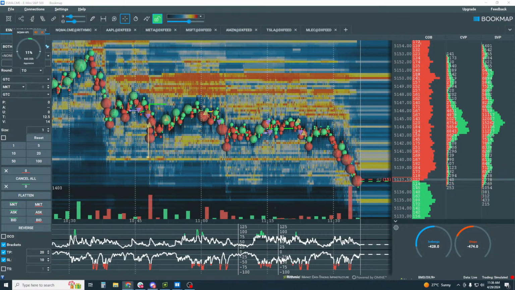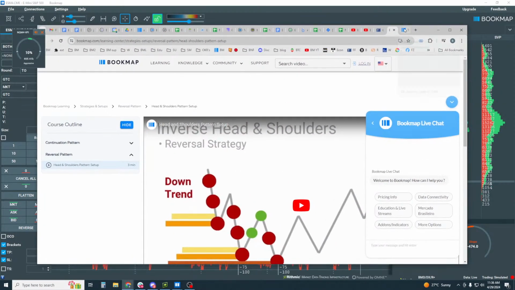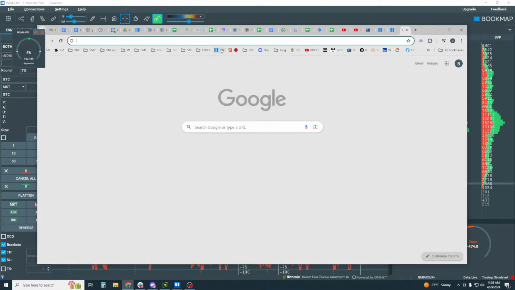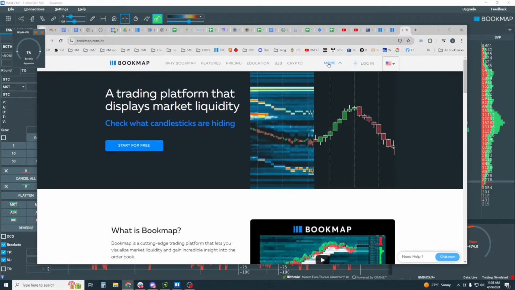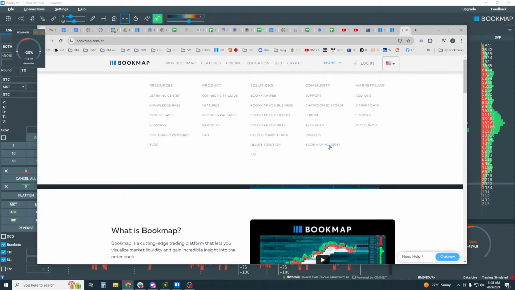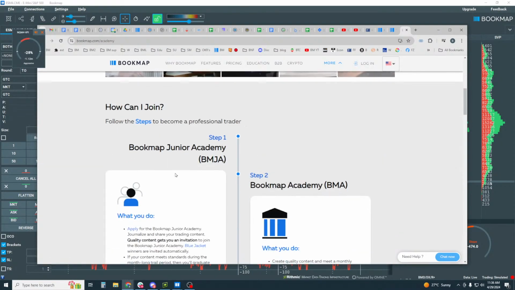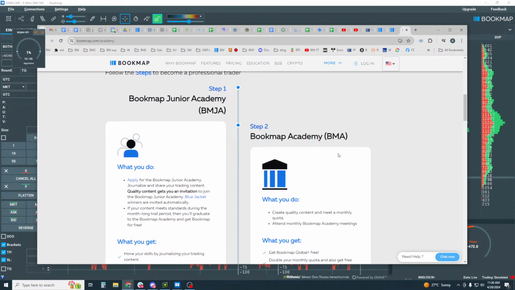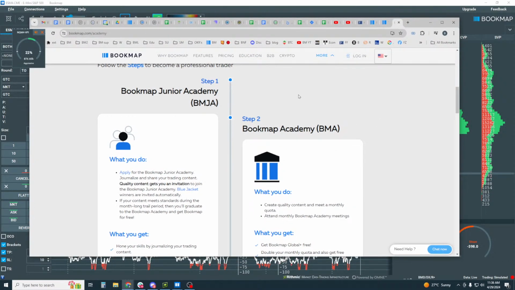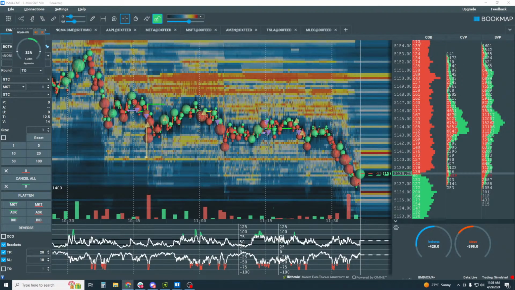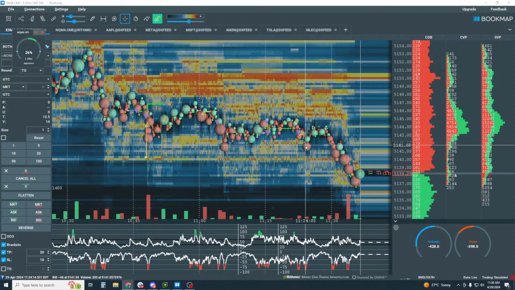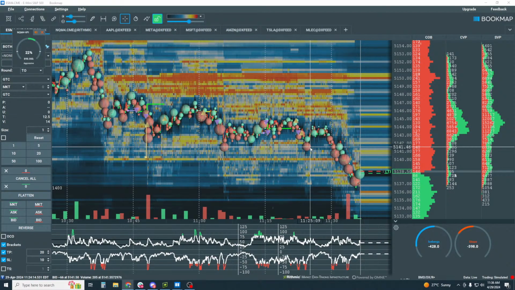Here, I'll show you where you can sign up for the Bookmap Academy. It's free, you just need Bookmap. Go to bookmap.com, the More button, Bookmap Academy, and then join in here. You can read through what's expected of you. It's not much at all, and partake in the coaching and mentoring that you'll get in here. We're going to pound on the table about trade criteria, and that will help clarify things for you.